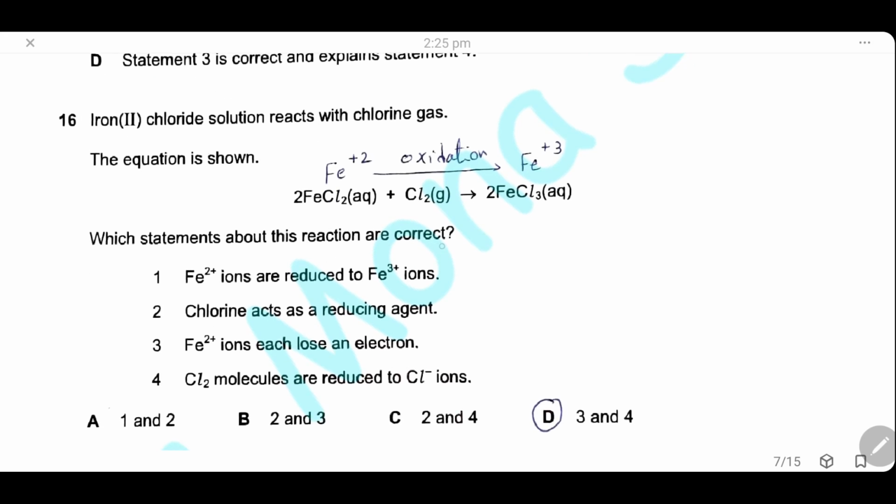Which statement about this reaction is correct? Here we have Fe2+ ions are reduced. This is a wrong statement. Chlorine acts as reducing agent. Of course not, because Fe2+ ions didn't reduce. Fe2+ ions each lose 1 electron. This is correct. And the chlorine molecules are reduced to chloride ions. This is also correct because the oxidation state of chlorine decreased to -1. So we have 3 and 4 correct, and the answer is D.